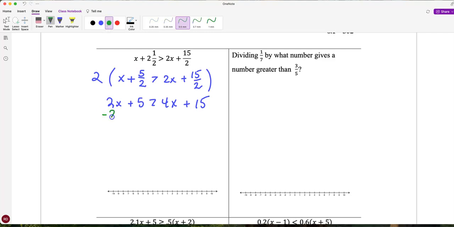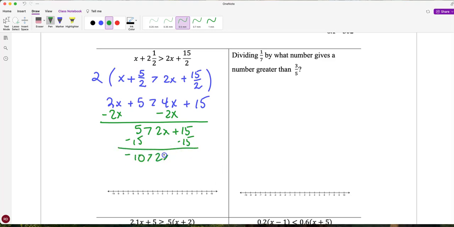Now I could subtract 2x from both sides. So 5 is greater than 2x plus 15. Subtract 15 from both sides. Negative 10 is greater than 2x. Divide by 2. And you get what? Negative 5 is greater than x. So x is less than negative 5. So numbers that are less than negative 5.